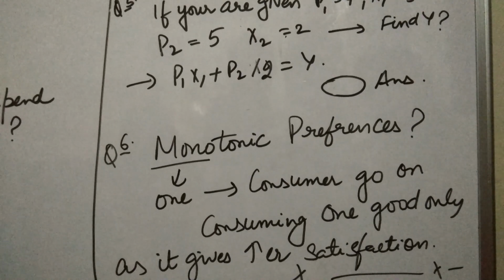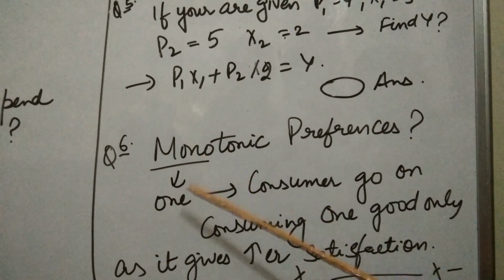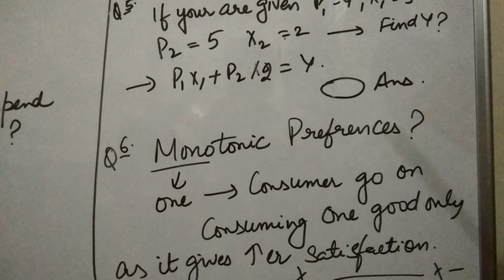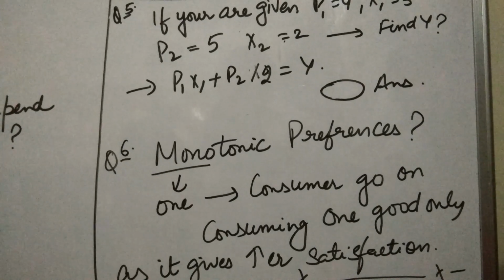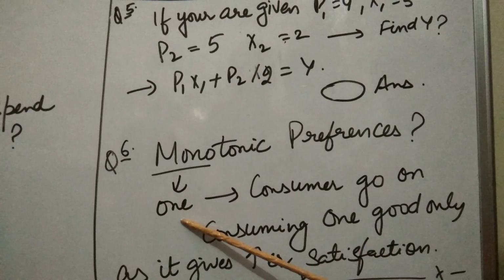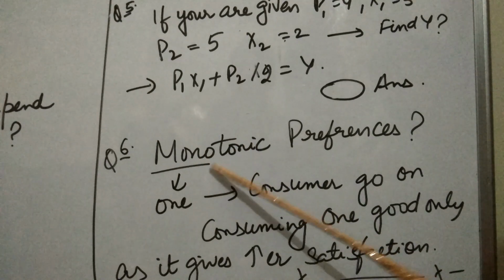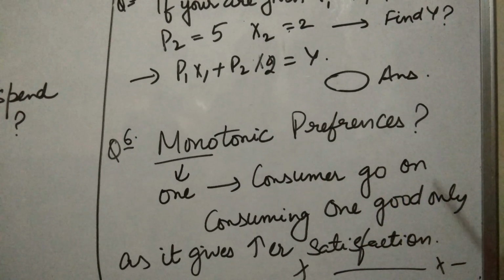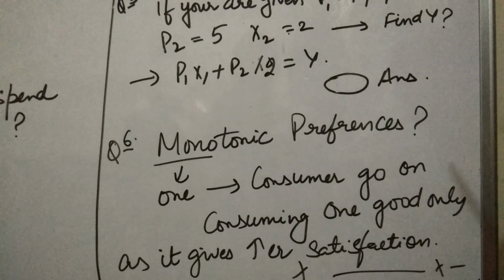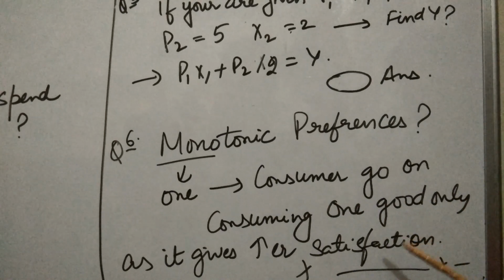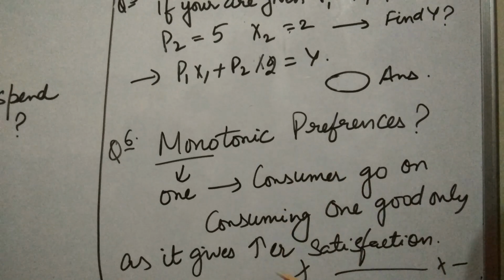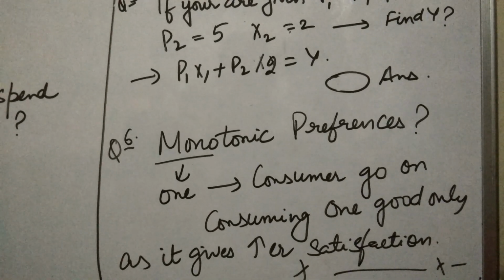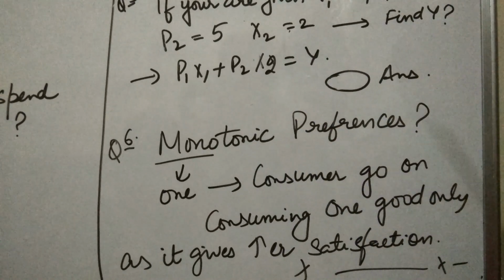Coming to the next question, it says what do you understand by monotonic preferences? This thing I have explained in my video. Mono means 1. It means when a consumer has monotonic preference, it means the consumer will go on consuming only one good, as that one good gives him the highest satisfaction. Therefore, his preference of consuming only one good will be termed as monotonic preferences.